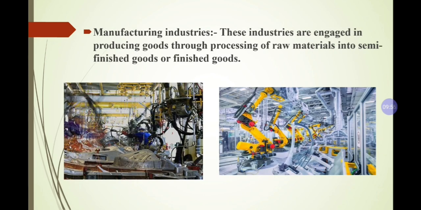Next, manufacturing industry. These industries are engaged in producing goods through processing of a raw material into semi-finished or finished goods. These are the manufacturing industries where they are manufacturing only some part or the final goods. This is the body of the car, where they produce only the body of the car. Here they have been producing a motherboard, where they produce only the motherboard. So it may be collection of raw materials and making finished or semi-finished goods. It's called a manufacturing industry, where they manually manufacture like this.